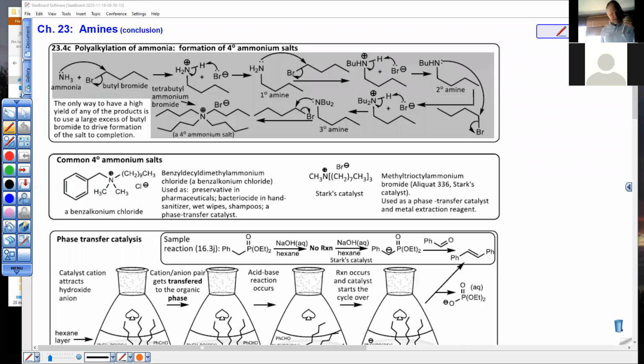We skipped this section when we were finishing up last lecture. We talked about the basicity of amines a little ahead of time, but that does not matter. They're all important topics. Here, we're going to review the alkylation of ammonia.